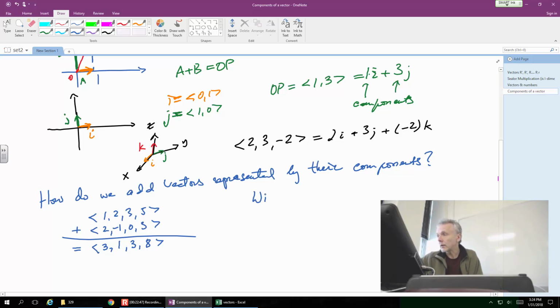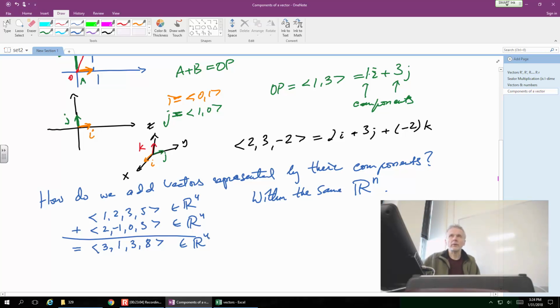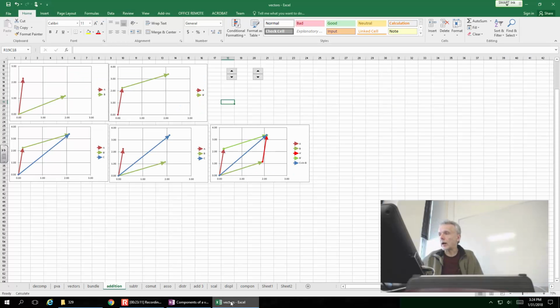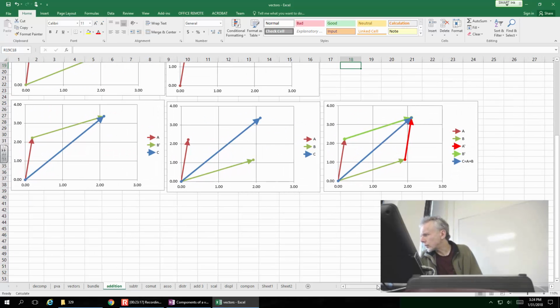So within the same Rn. So this belongs to R4, and this one belongs to R4, and the end result also belongs to R4. Same with distances. Obviously, if you have 2 points, they have to lie in the same space in order to be able to connect them together. So this is the addition of vectors. Okay, that's what I was going to show you.